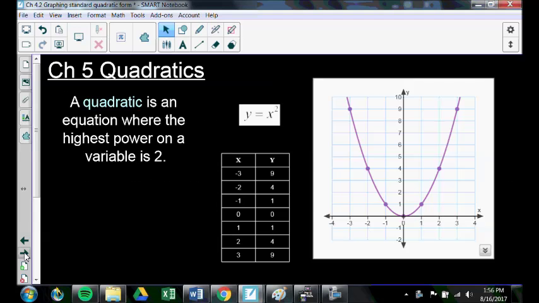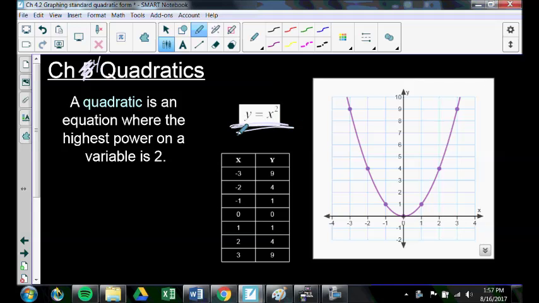Now, what we're talking about specifically is a quadratic. So this chapter, this says chapter 5, but it's really chapter 4. This chapter is on quadratics, which is any equation where the biggest power on a variable is a 2. It's a square. So here is the parent function. The parent function of a quadratic is y equals x squared, where nothing special has happened to it. You plug in -3, you get out 9. You plug in 2, you get out 4. And the graph makes this V form.